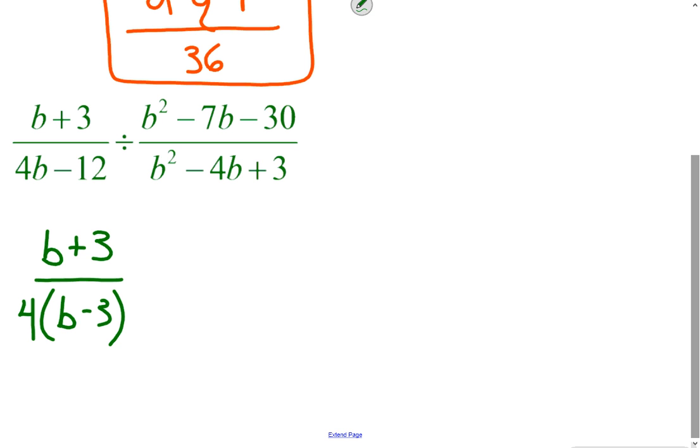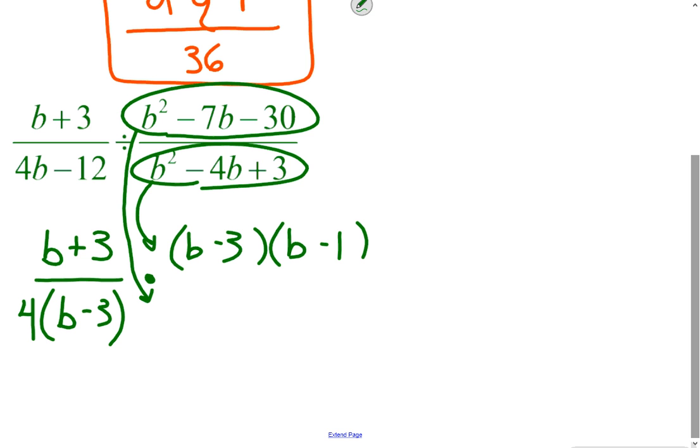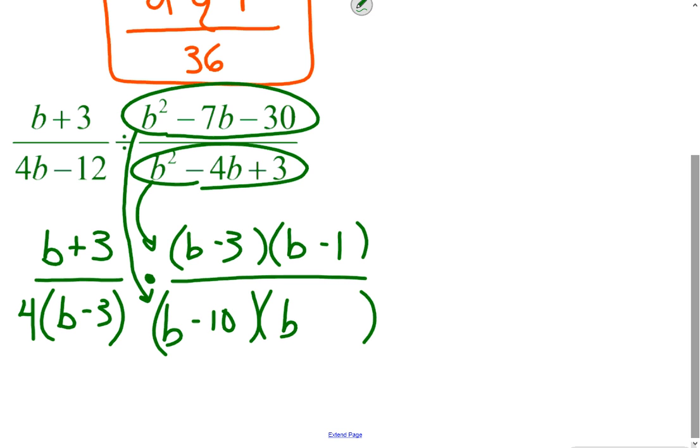Now here's where I'm going to multiply by the reciprocal. So first, I'm going to take this and put it into the numerator. The factors of that one will be b, and then we're going to have a b minus 3 and a b minus 1. And now what was in the numerator is going to go down to the denominator. We're going to have b and b multiplying together to be negative 30 but adding up to be negative 7, so that would be negative 10 and positive 3. There we go, it's all factored.